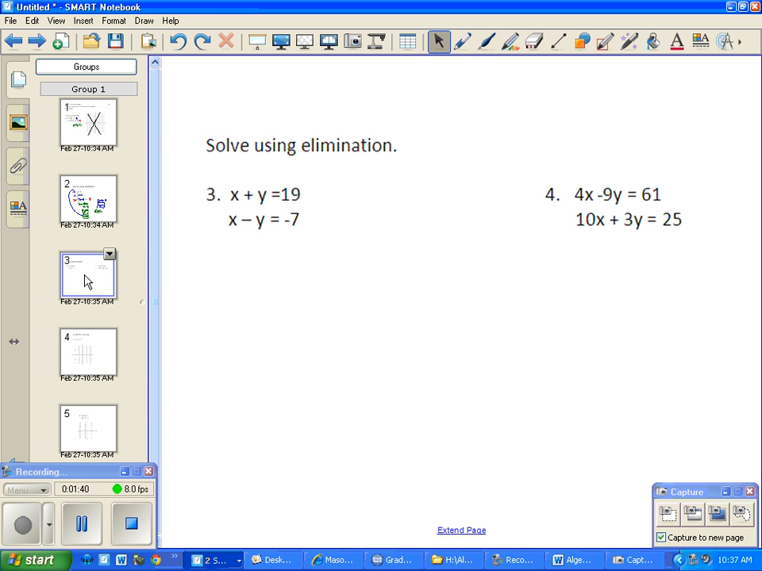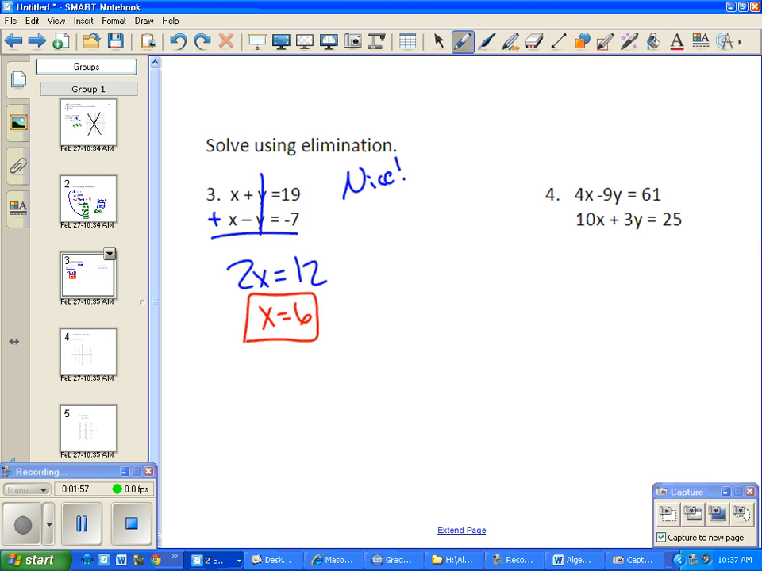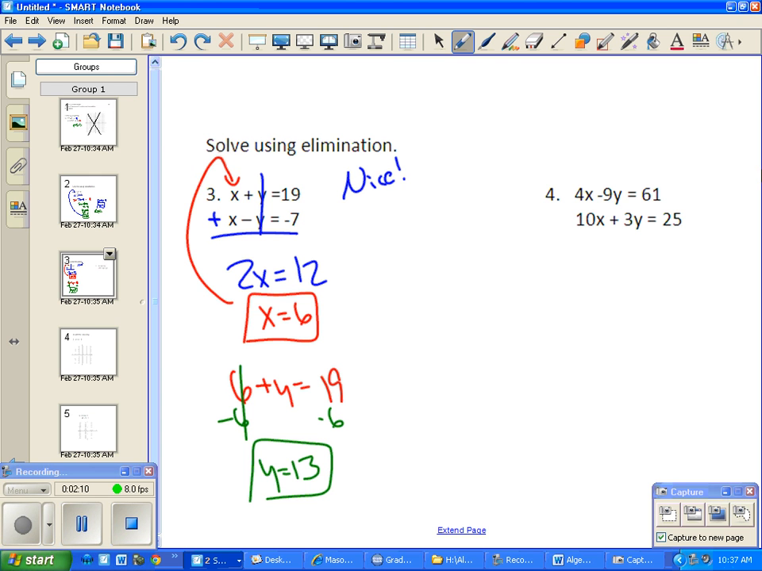Number 3, solve by elimination, and it's already set up for you, so when you add these two equations together, look what happens. 1x plus 1x is 2x, the y's go away, nice, and 19 plus -7 is 12. So 2x equals 12, that means x equals 6. Now go back to either equation, it doesn't matter. Let's do the top one. 6 plus y equals 19. When you subtract 6 on both sides, that means y equals 13.